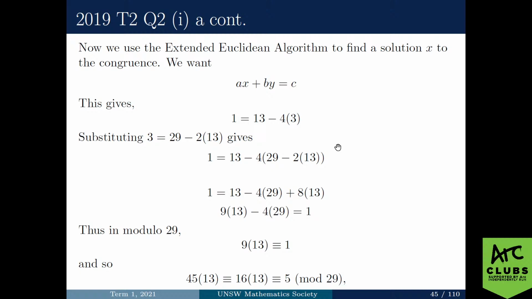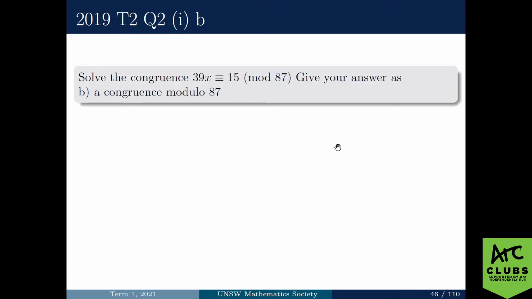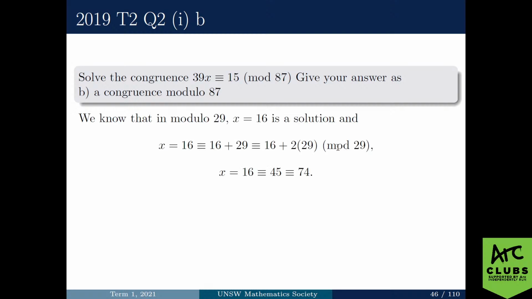And remember that this question was asking for the smallest modulus, right? Which is 29. Now the second question is asking us to put our answer in modulo 87. So how do we do this? We know that in modulo 29, x equals 16 is a solution. And we can expect that in modulo 87, there are going to be 2 more solutions because at the start of this question, we divided everything through by 3. So we can see that in modulo 29, x equals 16 is equivalent to 45, which is equivalent to 74.